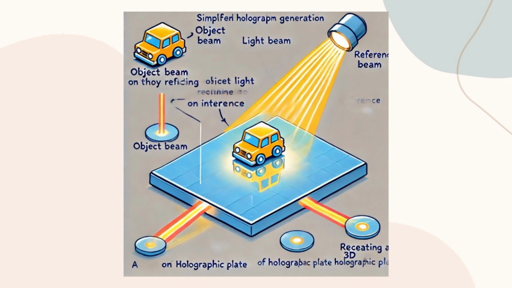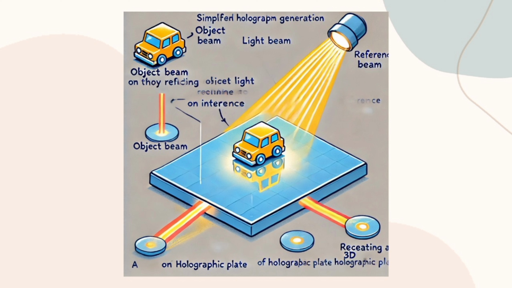texture. When the laser light bounces off the toy, it creates patterns of waves, kind of like the ripples in a pond when you throw a stone. These ripples, in our case the light waves, are captured on a special screen or a film. But here's the trick. Another laser beam shines directly onto this film at the same time without bouncing off anything.